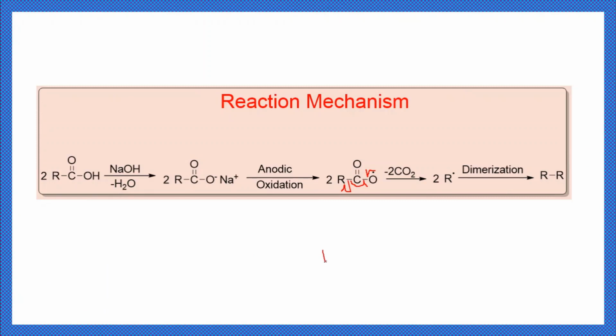So this is your R plus R. These are the two alkyl radicals.